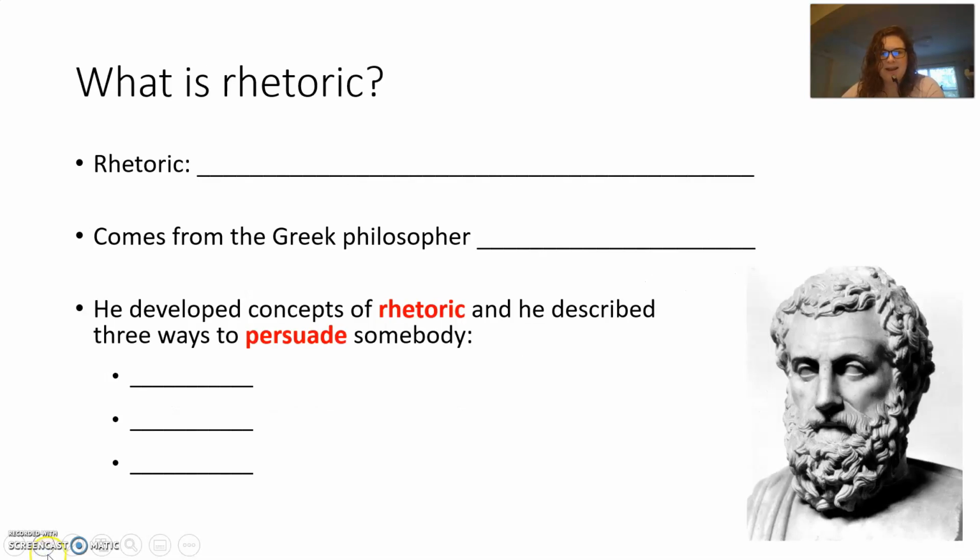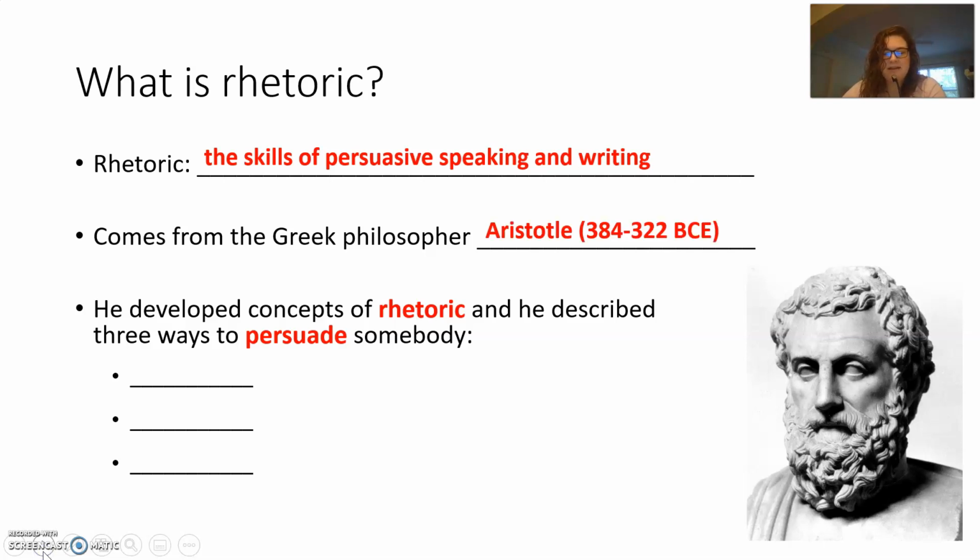All right, the word rhetoric means the skills of persuasive speaking and writing. It's a Greek word, and it comes to us from the Greek philosopher Aristotle, who lived 384 to 322 BCE. So he was like 300 to 400 years before the birth of Christ. Aristotle is one of the philosophers that really gave us the foundation for Western philosophy. One of the ideas that he developed is rhetoric and the ways that people can persuade other people to believe in their point of view.